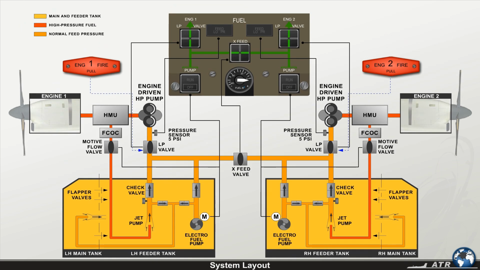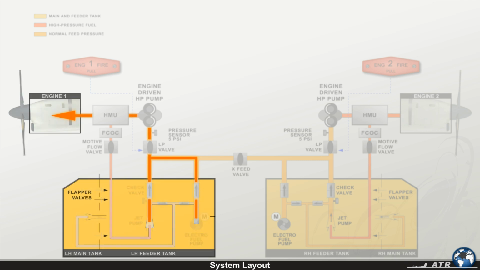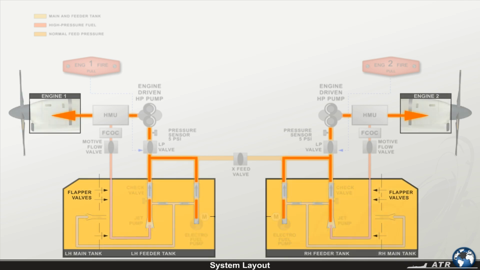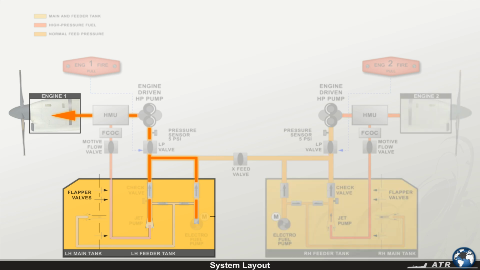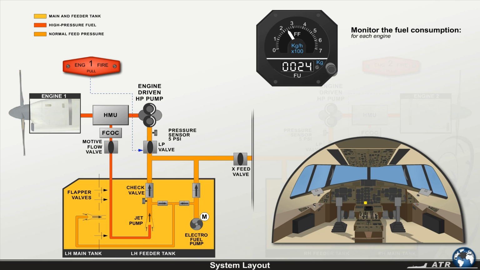Now let's have a look at how fuel feeds the engines. During normal conditions, each engine is supplied with fuel from its associated wing tank. For example, the left engine is fed with fuel from the left wing tank. You can monitor the fuel consumption for each engine via the fuel flow and fuel used indicators located in the center instrument panel.